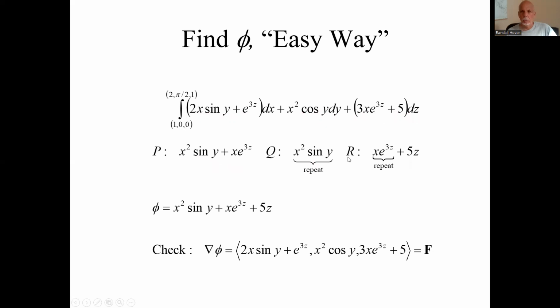I want to add up all these terms, but I cut out the repeats. This term repeats with that term, so I only want to include one of them. So the whole phi will be x squared sine y plus x e to the 3z plus this guy. Oh, this is another repeat. This term repeats with that term. So I actually have two repeats here. So this is the whole phi plus that 5z. I don't include this because it's already included here. I don't include this because it's already included.